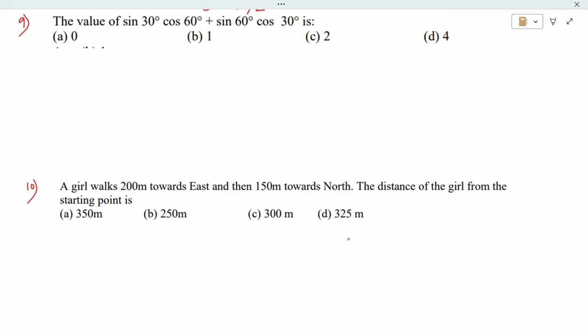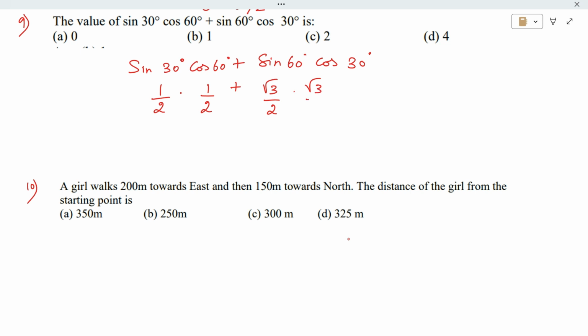Question number 9. The value of sine 30 degree cos 60 degree plus sine 60 degree cos 30 degree is. So here sine 30 degree value from the tabulation is 1 by 2 and cos 60 is also 1 by 2. Sine 60 is root 3 by 2 and cos 30 is root 3 by 2, isn't it? So 1 into 1 is 1, 2 into 2 is 4 in the denominator, root 3 times root 3 is 3, and 2 times 2 is 4 in the denominator. Since it is like fraction, I am just adding the numerator, keeping the denominator as it is. So 4 by 4, which is 1, option is B, 1.